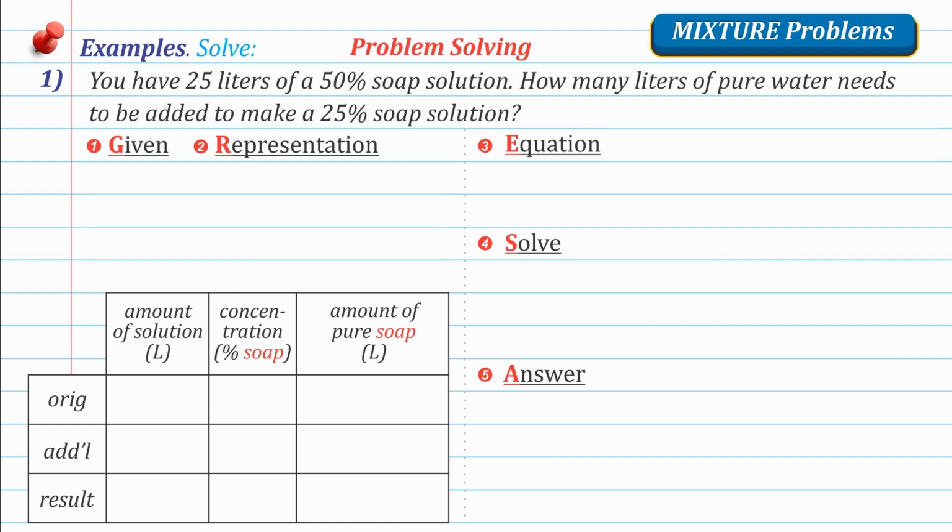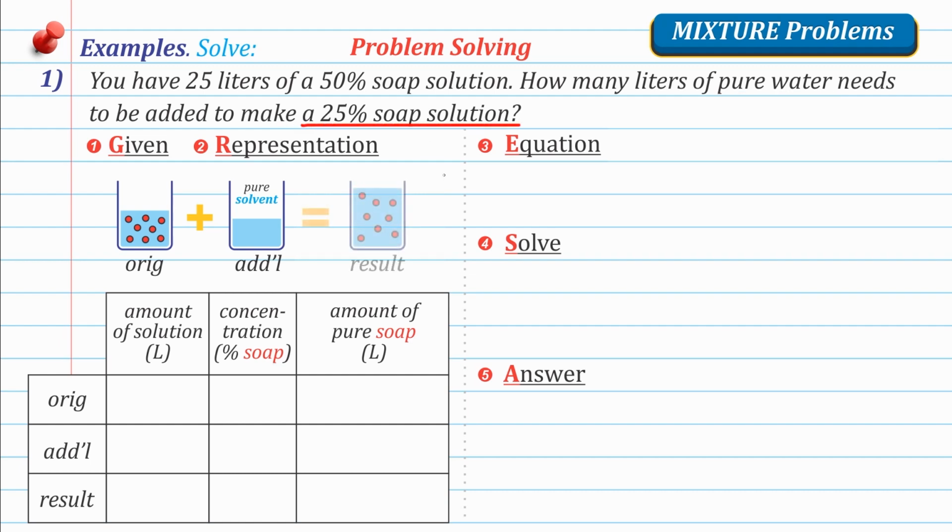Now, let's visualize the problem first. We have originally 25 liters of a 50% salt solution. So we have here this figure. Now, we are to add pure water. So let's visualize that, which makes a 25% salt solution. So the result will be this one. Since we are adding pure solvent here, pure water, this is case 1.